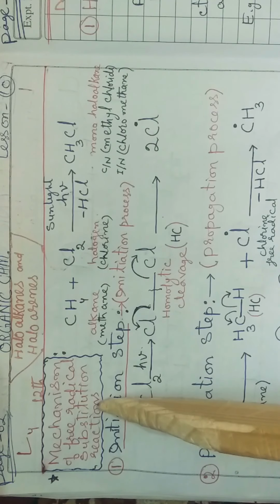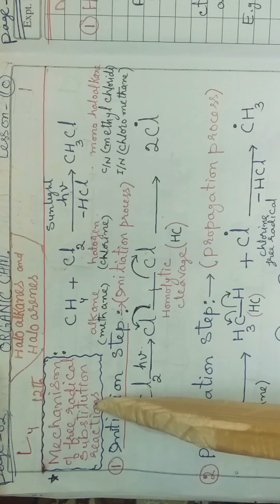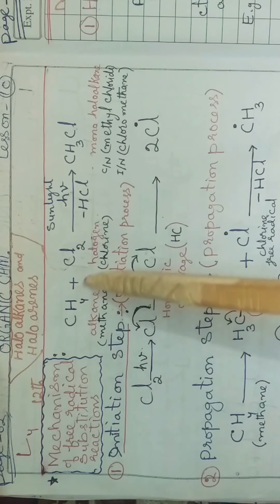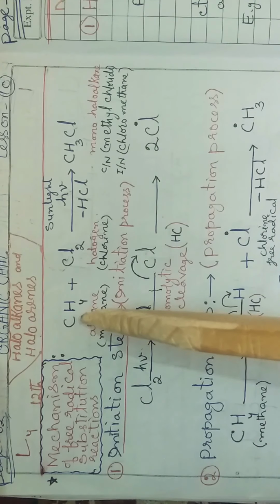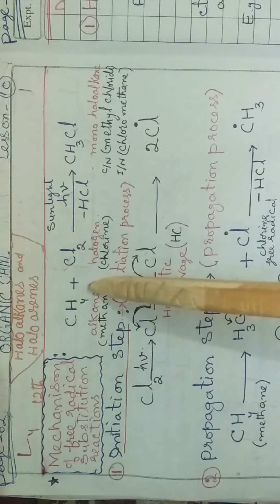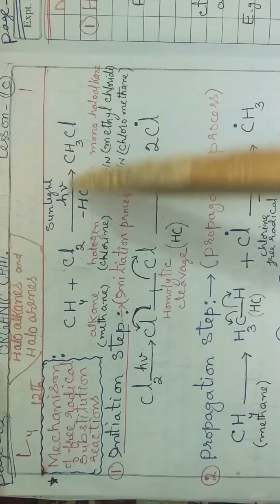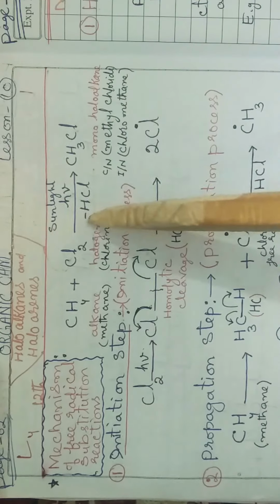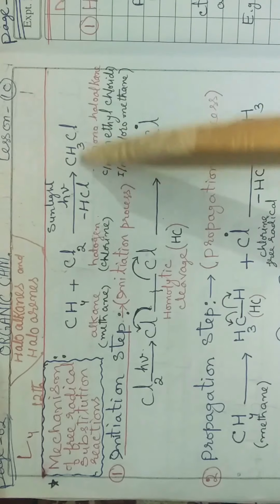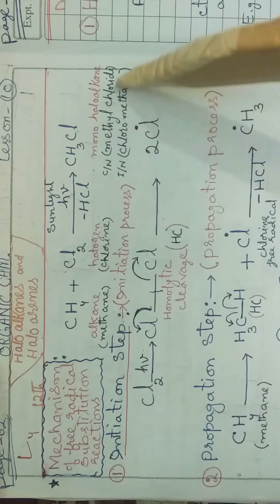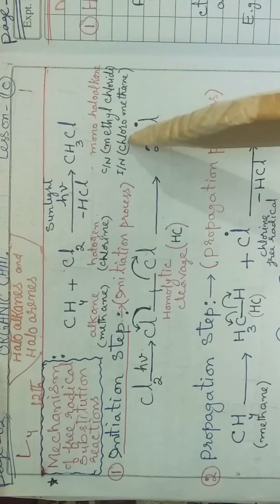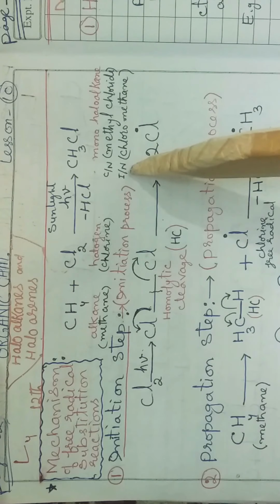Today in this video lecture we will try to understand the mechanism of free radical substitution reactions. In the previous video we learned about the methods of preparation of alkyl halides. So this was the reaction which we understood there. CH4 alkane combines with chlorine in presence of sunlight. It gives HCl and CH3Cl, that's methyl chloride as common name and chloromethane as IUPAC name.